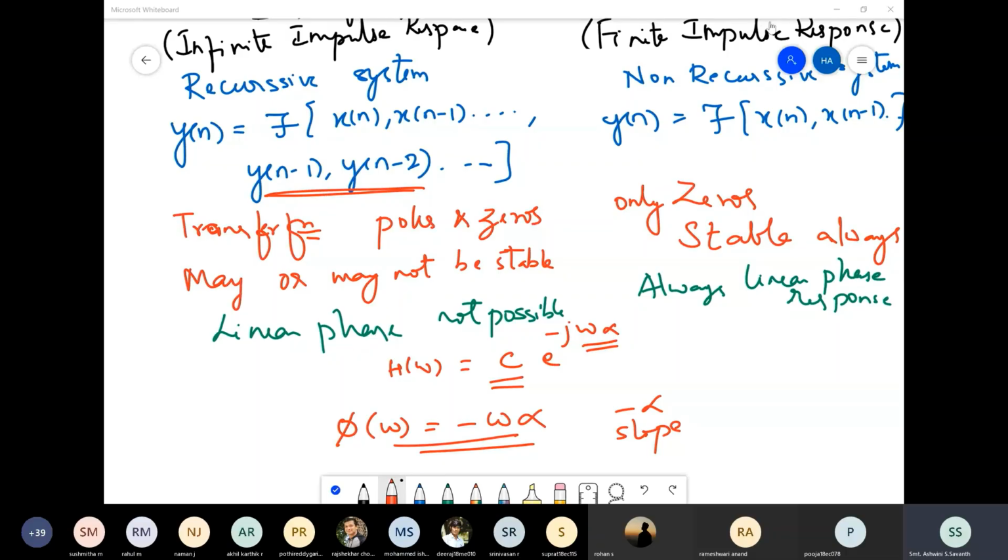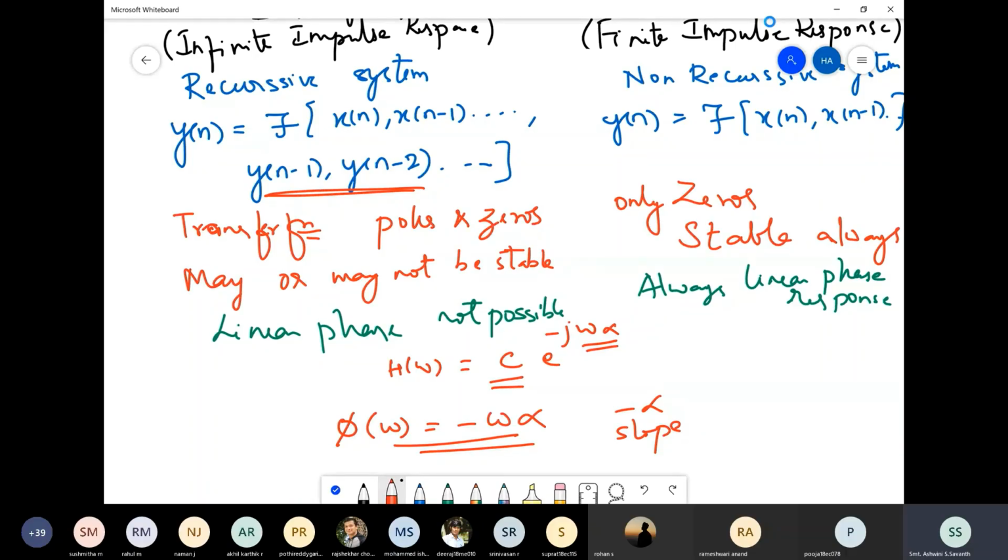I hope that's clear. As we go on designing and learning the different techniques for designing these filters, things will be more clear to you, so don't worry too much. At the end of it, once we have learned both the filter designs, the difference will be much more clear.